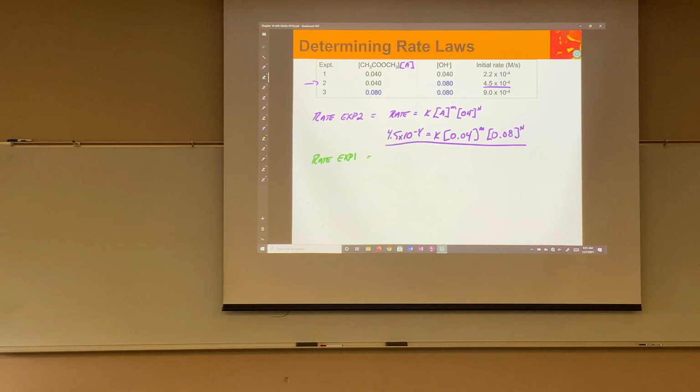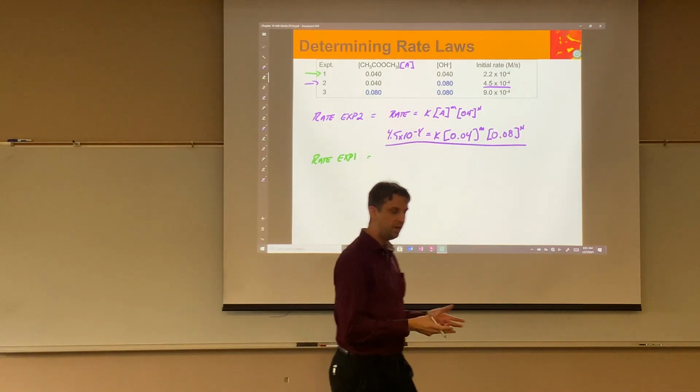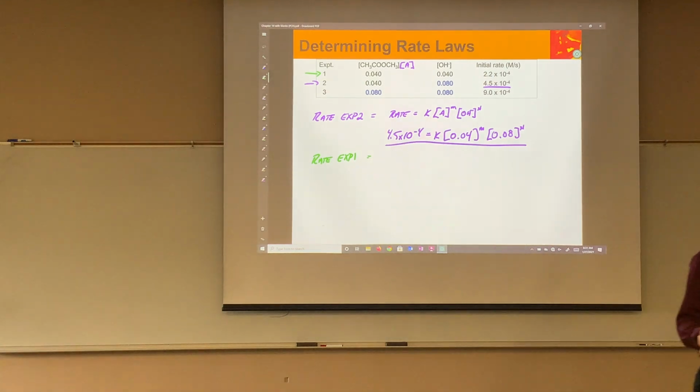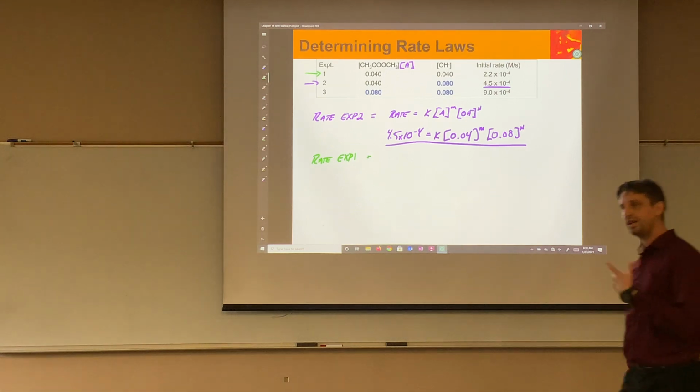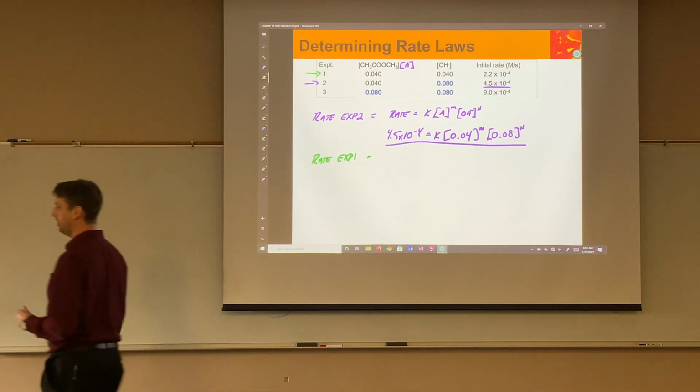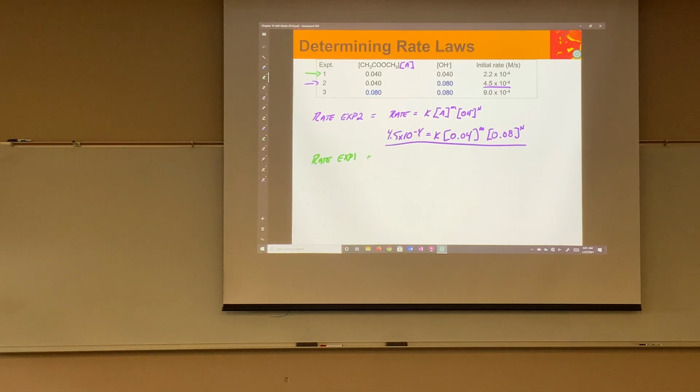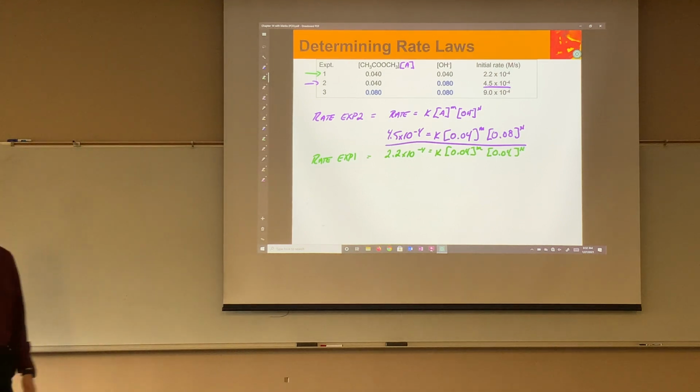So what's the rate expression for experiment 1? What's going to be equal to rate? Rate equals K times the concentration of A to the M, times the concentration of hydroxide to the N. And again, we have the values for all those different components. So here's what I mean: 2.2 times 10 to the minus 4 equals K times 0.04 to the M, 0.04 to the N. You guys with me on this one?